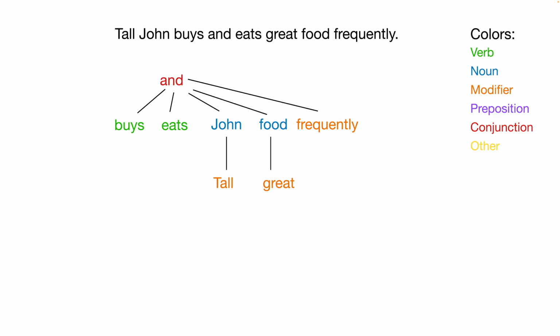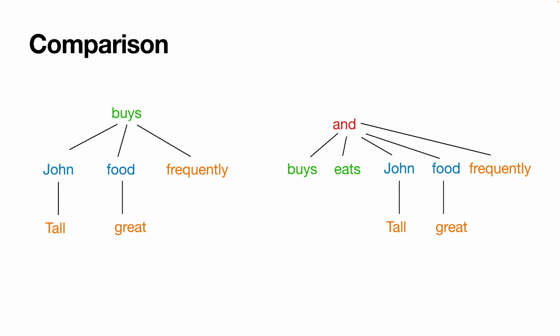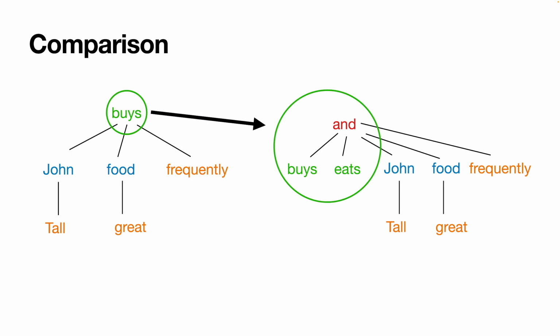So this might be a little confusing, so I made a comparison. So we have the simpler sentence where there's only one verb, and then we have the more complicated sentence with two verbs on the right. And you will notice that the structure of the rest of the tree is identical. The one difference is instead of where we have buys, it is now and buys eats. So the green circle on the left has become the green circle on the right.